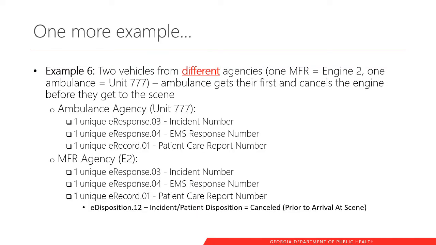Okay, another example, you've got 2 vehicles from different agencies, and the ambulance gets there first. So we'll say this one is 1 patient, okay? But the ambulance gets there first, and then they cancel the engine before they get to the scene. So they call and say, hey guys, we got this. And that's fine. So what occurs though is the ambulance has 1 incident number, 1 response number, and 1 patient care report number. And then the medical first responder unit, the engine, has 1 incident number, 1 response number, and 1 patient care report number. And what they would say in this circumstance, where they were canceled before they got to the scene, is they would record an incident patient disposition of canceled prior to arrival at scene.